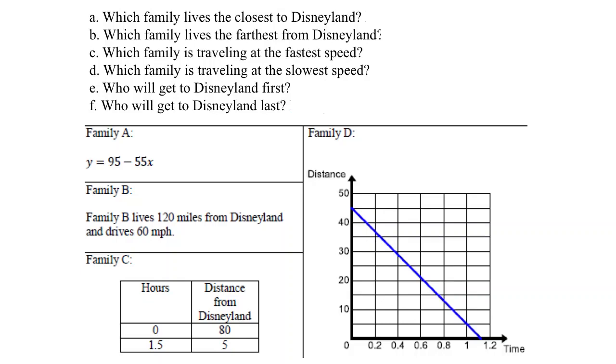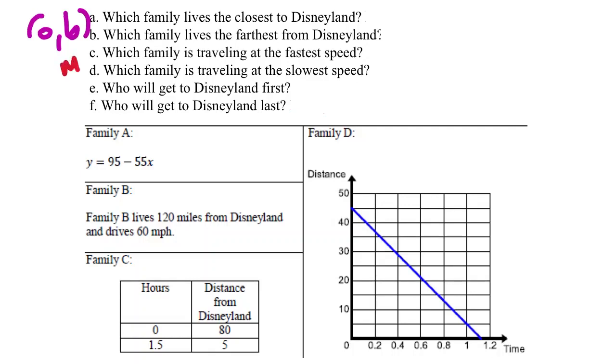So part A, B, C, D, and E, and F. In order to figure these out, we need to figure out their speed, but also the y-intercepts. A and B are about y-intercepts. Which family lives closest to Disneyland and which family lives the furthest. That's going to be our y-intercept, because the y-intercept for these ones is going to be at 0 something, like this. And the B value, the y-intercept, will tell us how far away they are. And the speed in these ones, we're going to see that they're negative because they're getting closer to Disneyland. And the speed, of course, is the slope or the rate of change.